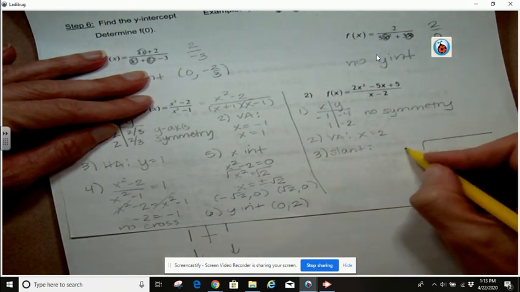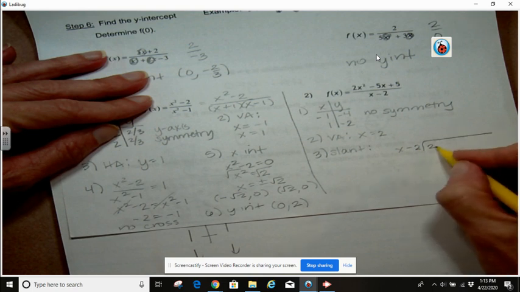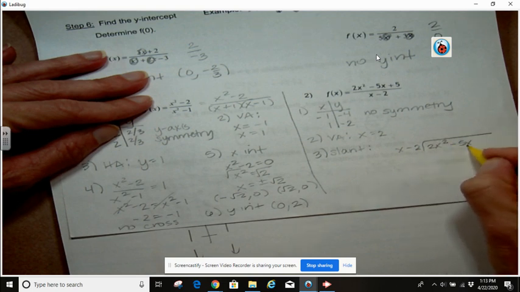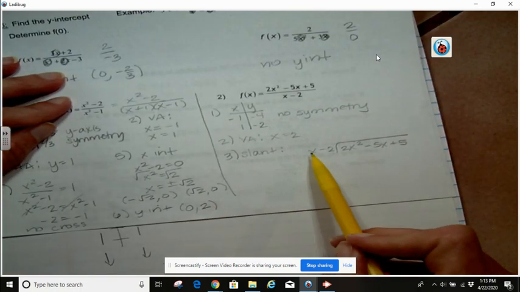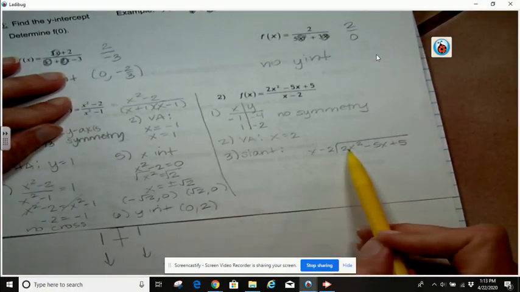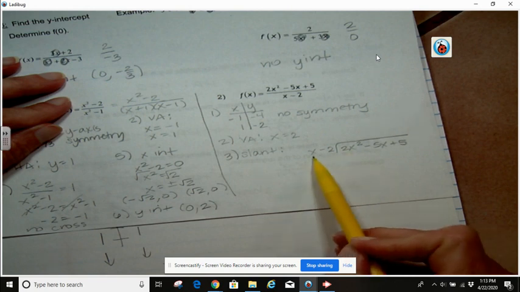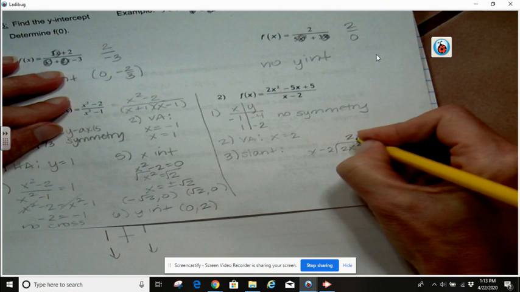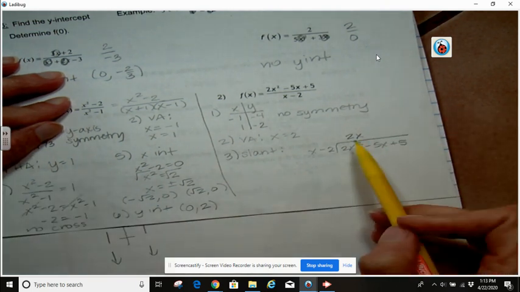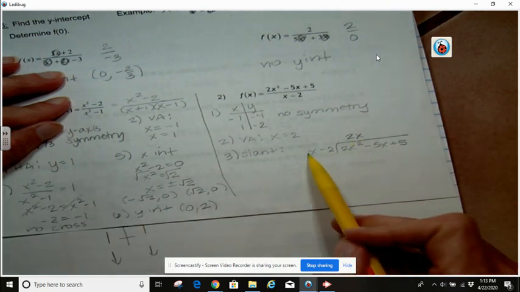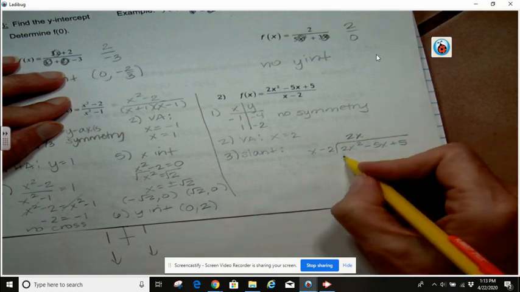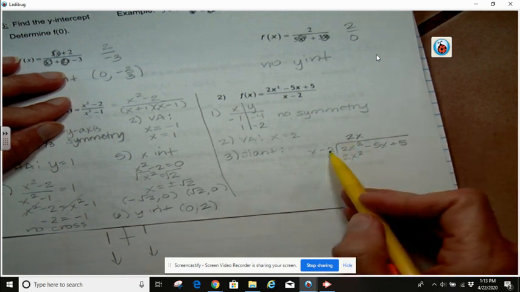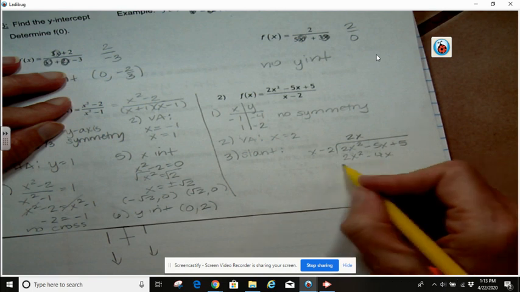So we're going to do x minus 2 divided into 2x squared minus 5x plus 5. If I have the x into 2x squared, I need to multiply this x by 2x to get 2x squared. So I'm going to put a 2x up here. Then I'm going to multiply 2x times this whole binomial. So 2x times x is 2x squared. 2x times -2 is -4x.